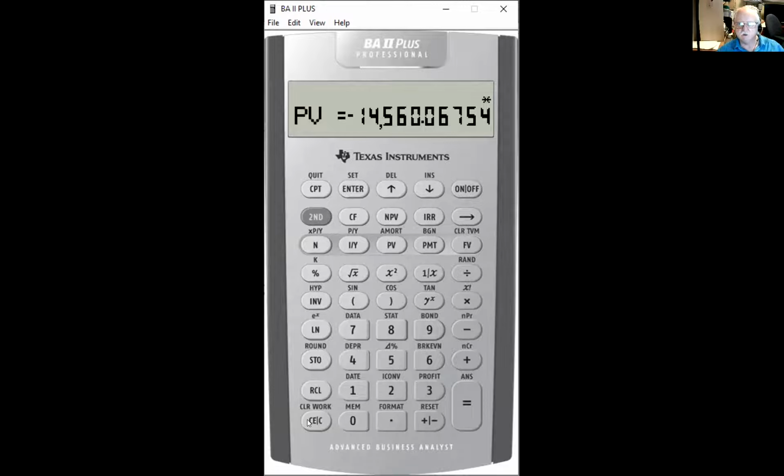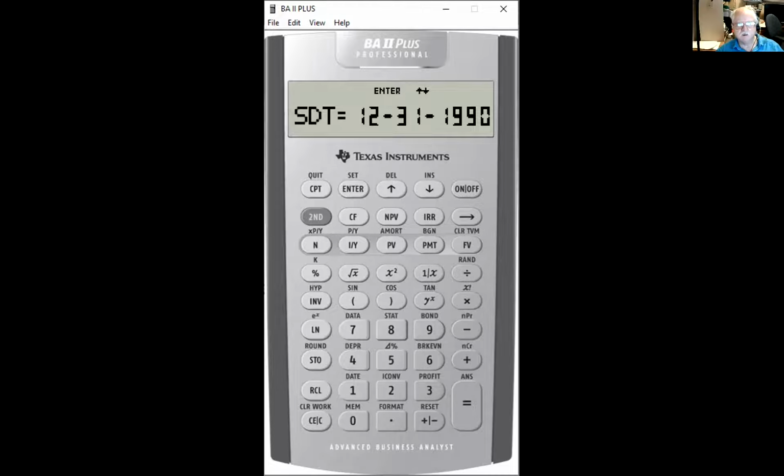And so I'll clear everything. And I'm going to go second and down here to the 9 key, bond. So the first thing we do is we see SDT. And this is the settlement date.